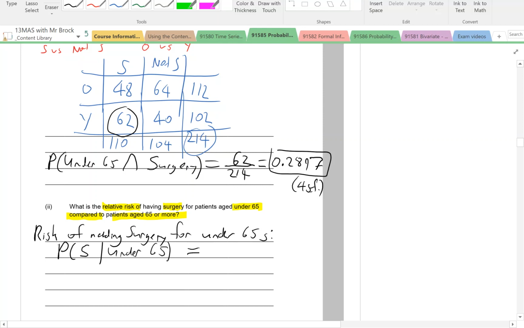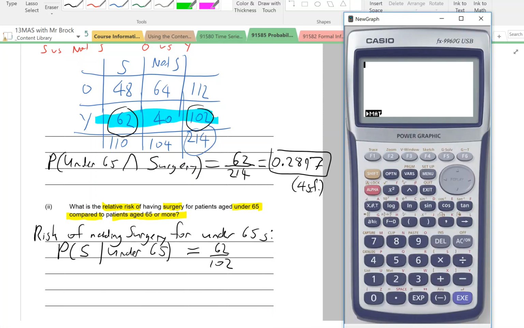Okay, so it's out of those under 65. So where is that on the table? Well, we're only looking at the young group. So we're only looking at these 102 people. So therefore, out of 102, write that first, needing surgery is 62. So it's 62 out of 102. And if we make that into a decimal, we get 0.6078, etc. Now I'm not going to round that just yet because this isn't my final answer. Okay, so that's the risk among the under 65s.